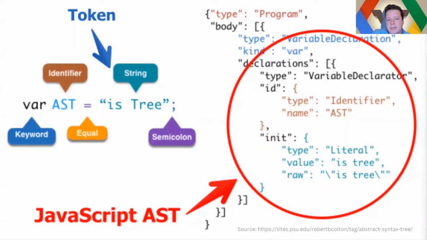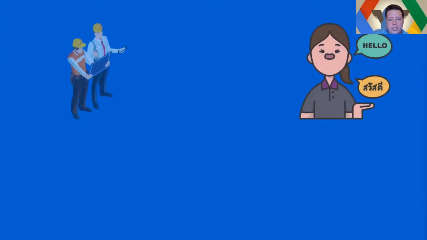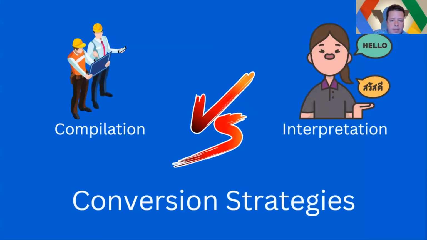This AST is still not something that computer hardware can understand and execute, so we need to break it down a little bit further. To do that, there are two strategies that we could choose. They are compilation and interpretation. These two strategies achieve the same goal, but in very different ways.